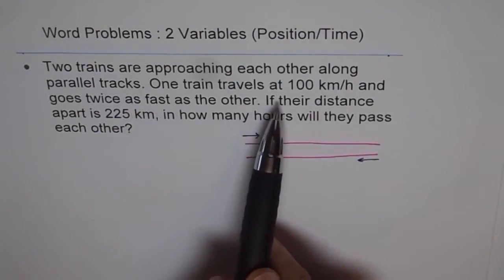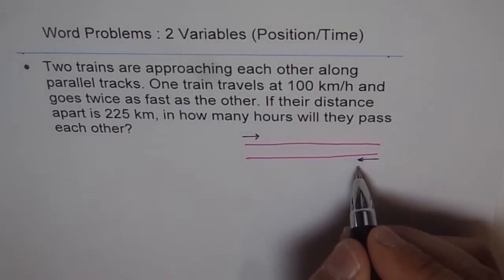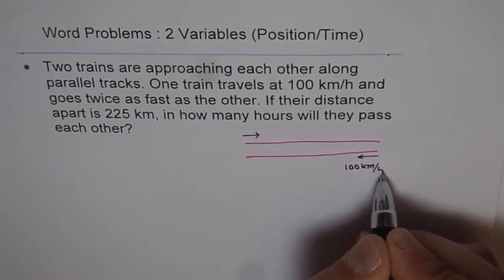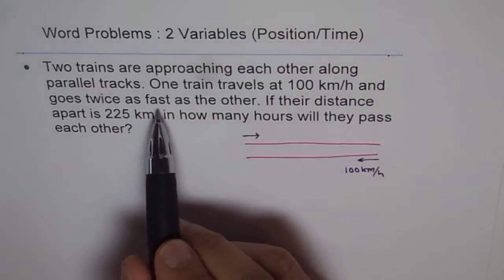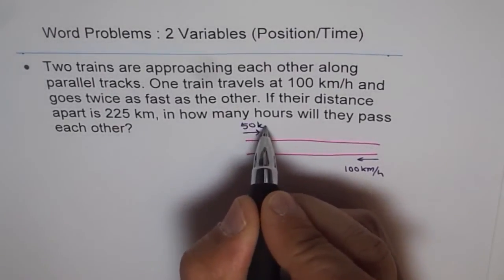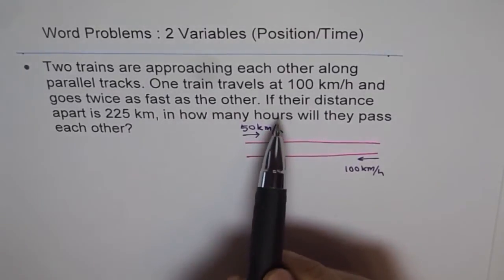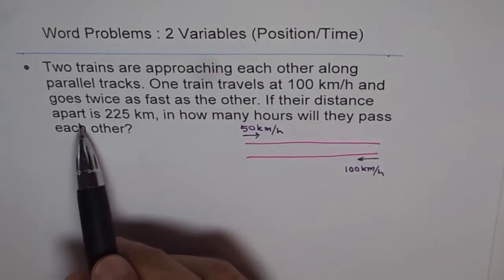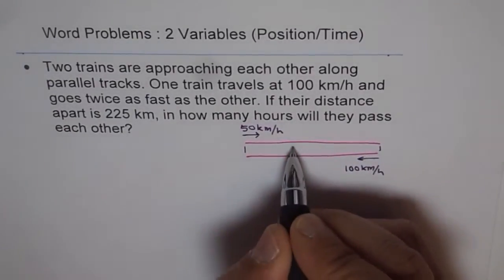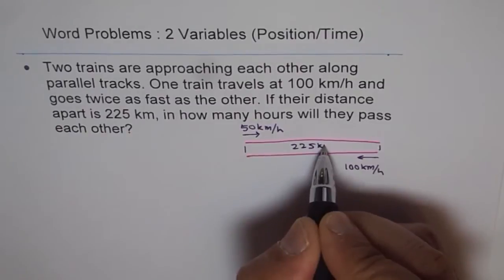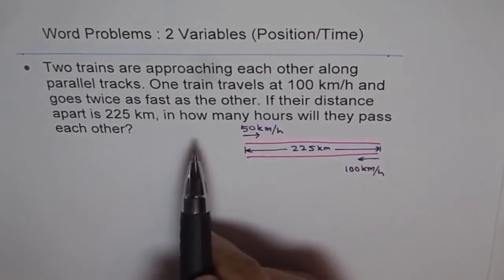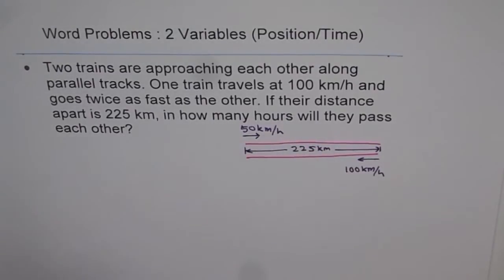One train travels at 100 kilometers an hour. Let's say this one is traveling at 100 kilometers an hour and goes twice as fast as the other. So this will be half the speed. So it will be 50 kilometers an hour. If their distance apart is 225, that means this distance from here to here is 225 kilometers, in how many hours will they pass each other?